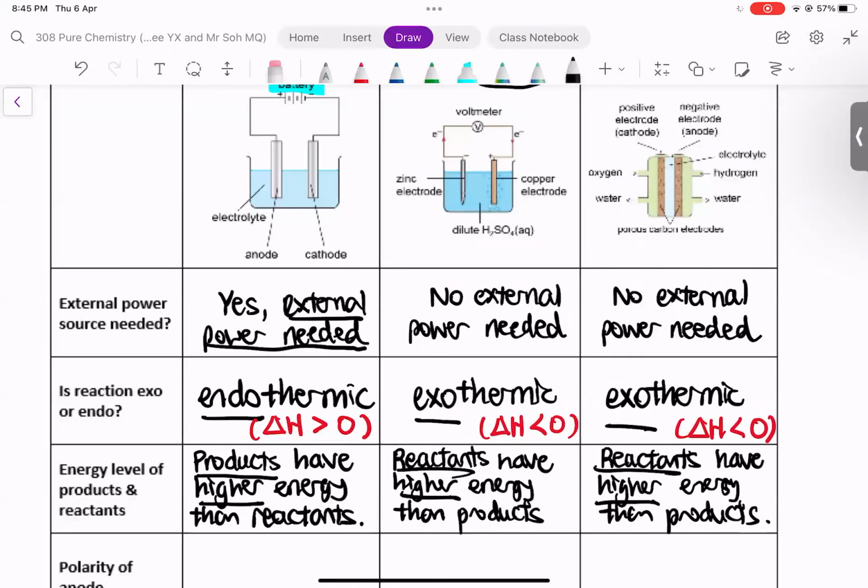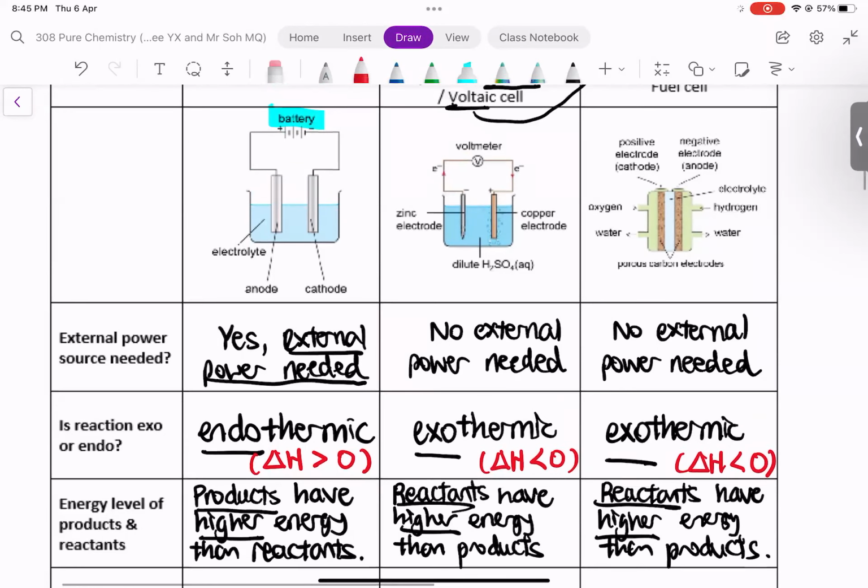Now, if you recall under energy changes, we also tried to link energy to stability. Remember, when you have higher energy, you are actually less stable. So if we say that products have higher energy, so electrolytic cell products have higher energy, it means that the product is less stable. So in electrolysis, the product that you are forming at the end is less stable.